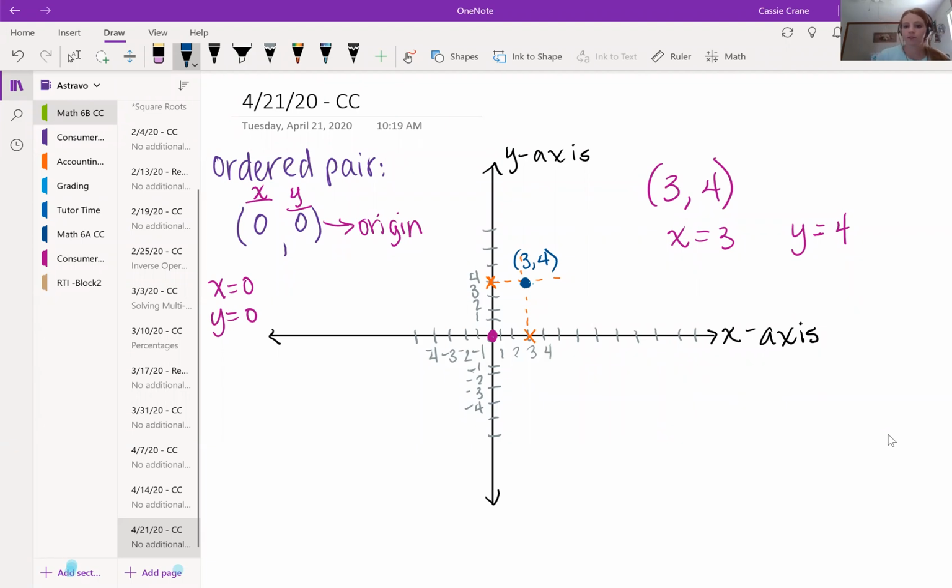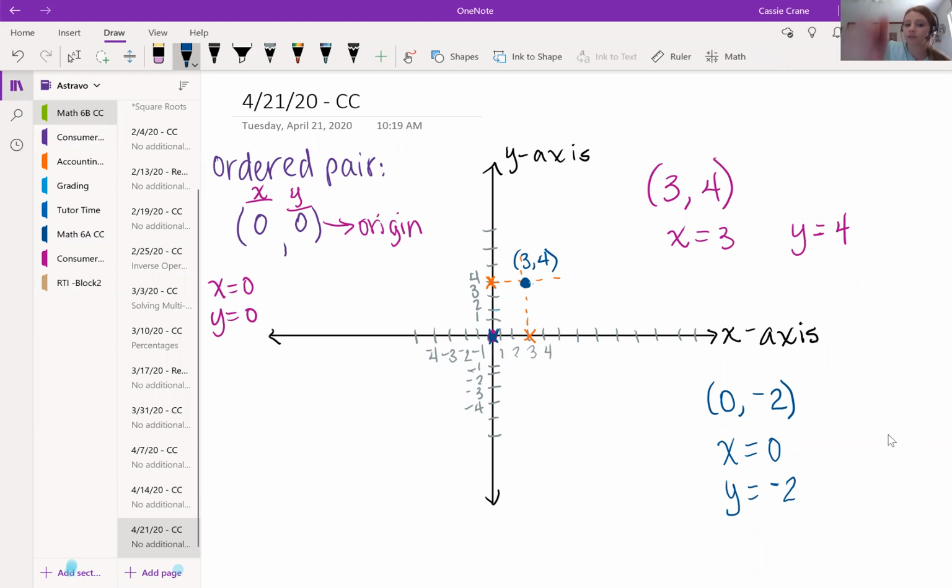Cool. Let's do another one. Let's say this time our ordered pair is 0, -2. Okay, so what is our x value from this ordered pair? 0. And what is our y value? -2. Good. So we're going to start by finding 0 on the x-axis. Okay, 0 on either axis is at the origin right in the middle there. So I'm going to put an x here again so we don't get it confused with a point. And then our y value is -2.